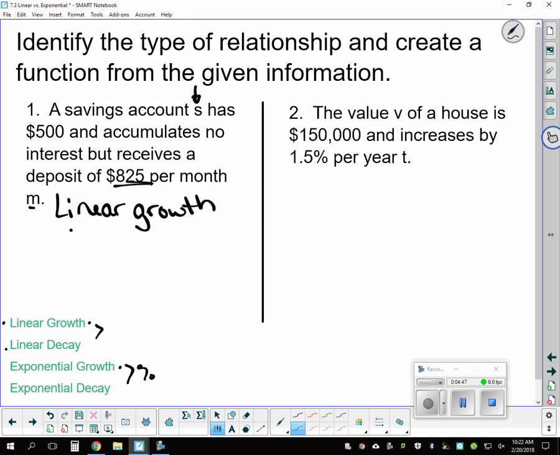So we should be thinking y equals mx plus b, but we need to use their variables. What are we trying to figure out? We're trying to figure out a total amount of money.